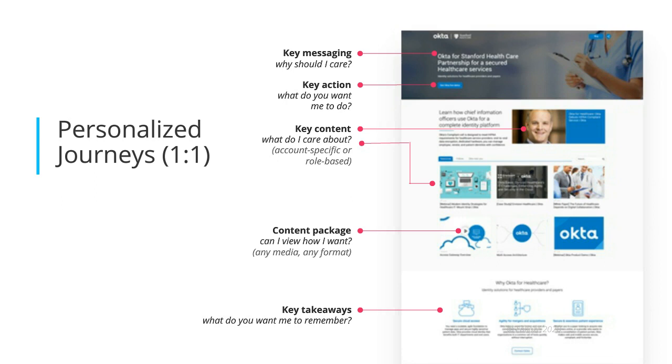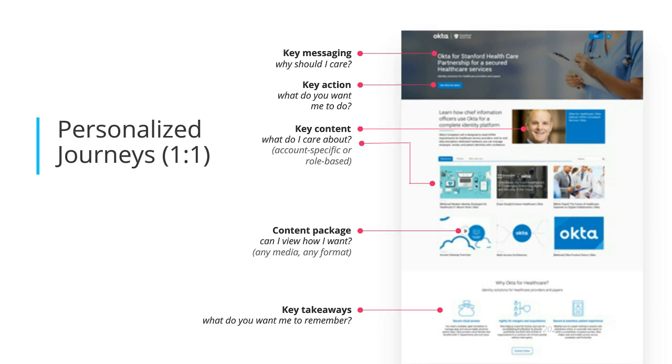So here's what it looks like. And most importantly, when you're providing that highly personalized experience, these are the kinds of things you want to make sure you're addressing with your customers. So if you look from top to bottom, make sure you've got key messaging. Why should they even care about what you have to say or what you have to offer? And then key actions. What do you want them to do? If they do engage, how can we make sure that they move forward in a way that's constructive? And then key content. What's the information that they care about? What do they want to know?